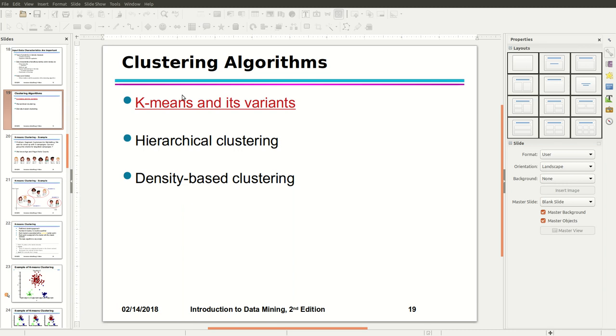What's the complexity of this algorithm? It is big O of n K I d: number of points, number of clusters, number of iterations, and the number of attributes. So it is sort of a super polynomial algorithm. It can be expensive, but not that bad either. It's a basic algorithm.